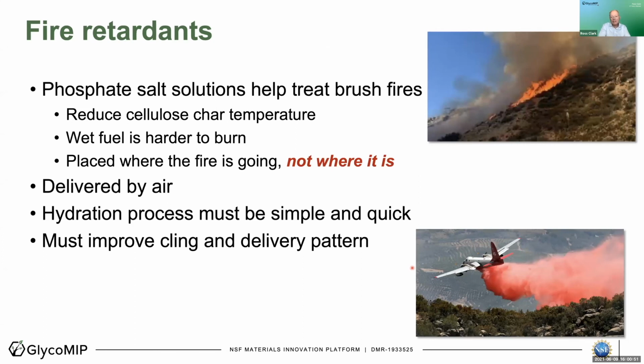The last application that I'm going to talk to is near and dear to my heart, living in California and living very near where we've had some of these fires, too near sometimes. Fire retardants are something that it's all too common to see these airplanes dropping this pink red stuff out of the back of the plane, and that's called Phos-Chek. It's a phosphate salt that's used to treat brush fires. It does that by reducing the cellulose char temperature. It also slightly dampens the fuel, and that makes it harder to burn.